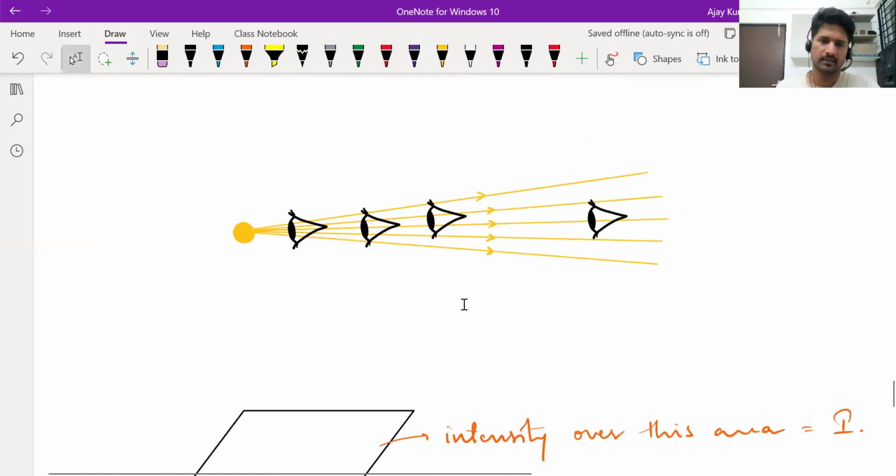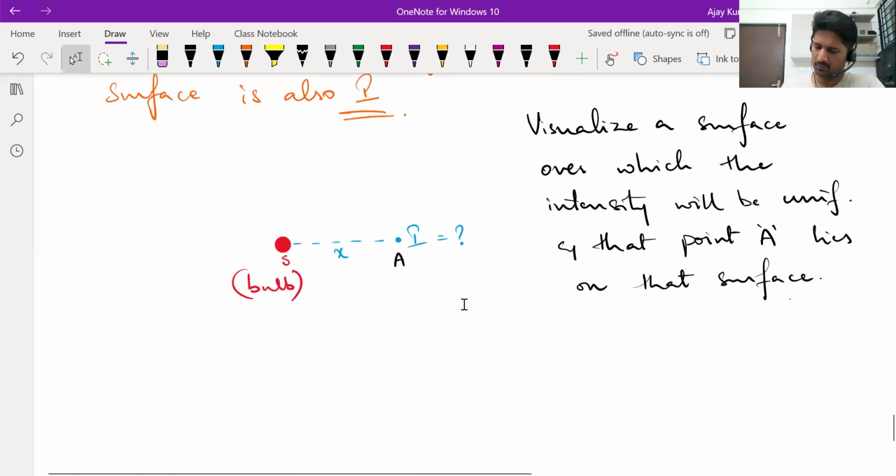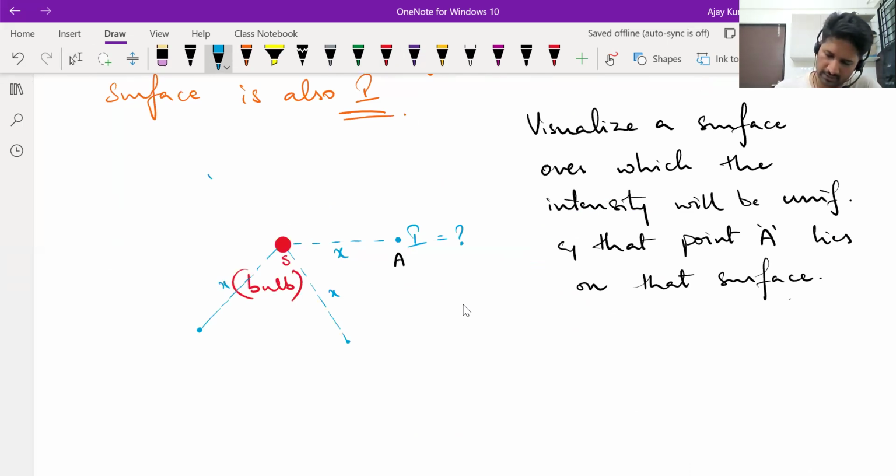Correct, correct. So if you take points which are at the same distance from this source, same distance x here, same distance x this way, if you take points which are equidistant from the source, they will all experience the same intensity, because we know intensity changes based on distance. So you fix the distance, then you'll be fixing the intensity.